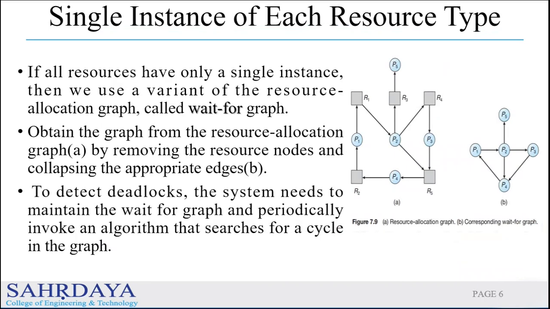If the resources have only a single instance, we use a wait-for graph, which is derived from the resource allocation graph. When the resources are removed and the connections are connected properly, we get a wait-for graph. If we get a cycle in the subgraph of the wait-for graph, then the deadlock is found. To detect the deadlock, the algorithm runs periodically.